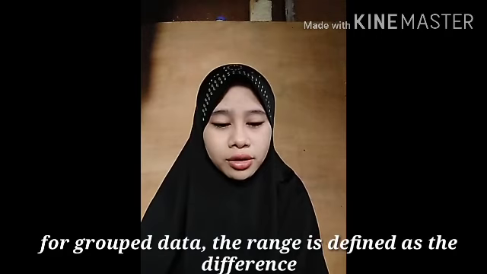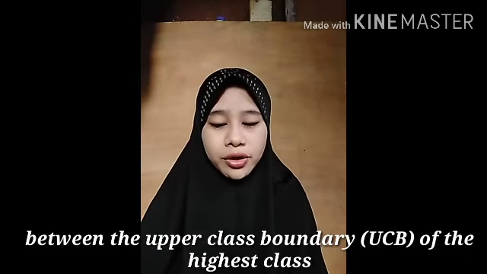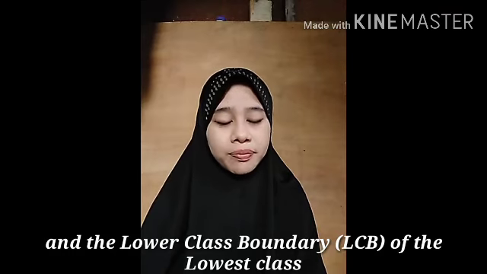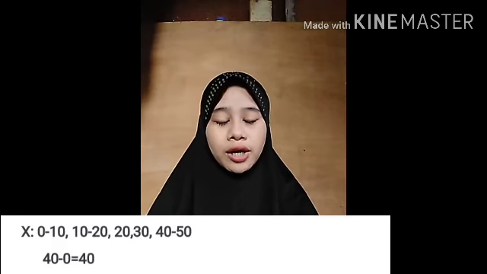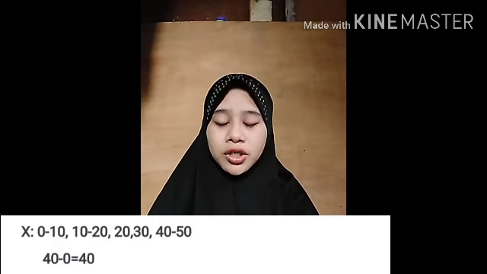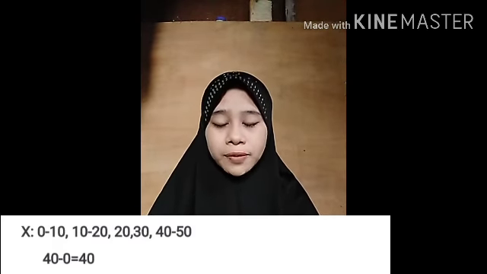For grouped data, the range is defined as the difference between the upper class boundary of the highest class and the lower class boundary of the lowest class. So according to the definition, the range is the difference between the upper class boundary of the highest class and the lower class boundary. For instance, 0 to 10, 10 to 20, 20 to 30, and 40 to 50. Range is calculated as 50 minus 0 equals 50.